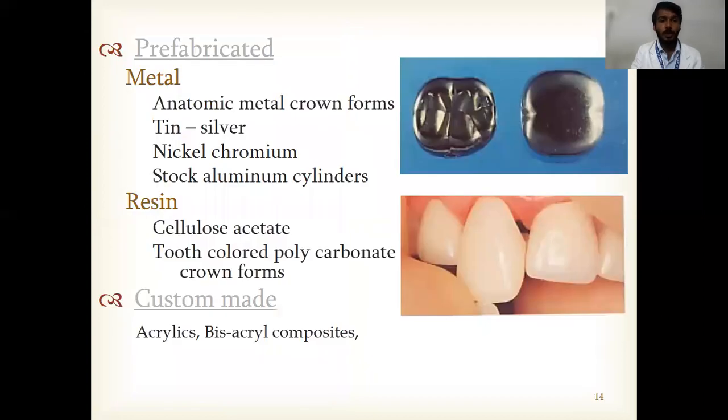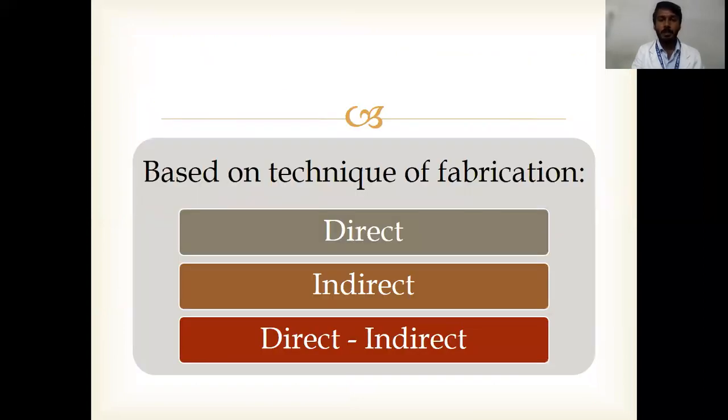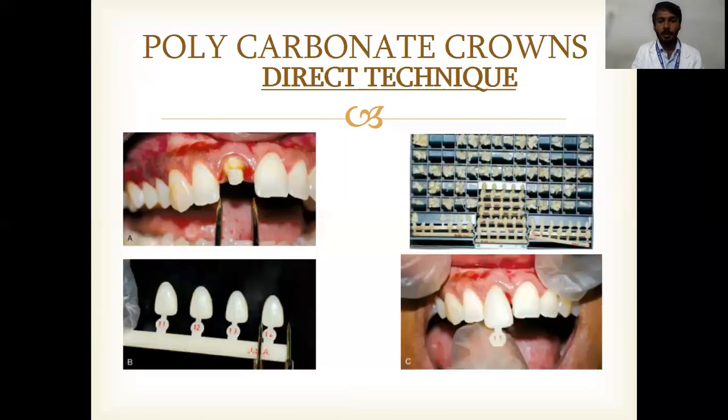Now, coming to the materials, the prefabricated ones are basically of metal and resins. Metal includes anatomical metal crown forms, tin silver, nickel-chromium, and stock aluminum cylinders, while the resin includes cellulose acetate and tooth-colored polycarbonate crown forms. For the custom-made, the materials are basically acrylics. Acrylics include polymethyl methacrylate and polyacrylics. Then bisacryl composites also. Then coming to the major area, that is based on the technique of fabrication: direct, indirect, and direct-indirect. Direct means it is basically done in the patient's mouth, and indirect means it is done on a cast.